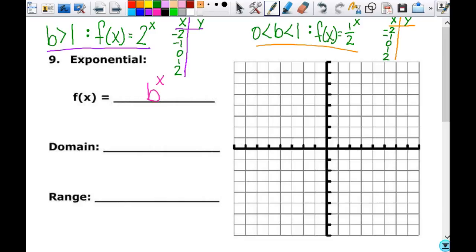We good? Do you understand what I want you to do there? I'll take that as a yes. Y'all are so expressive. Okay. Now let's go down and look at the logarithmic.